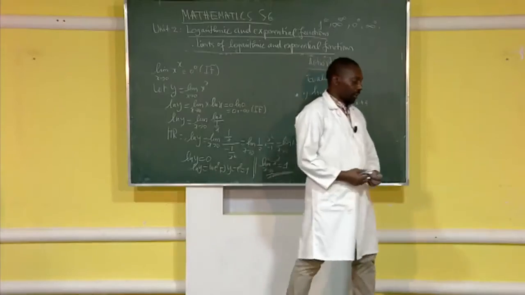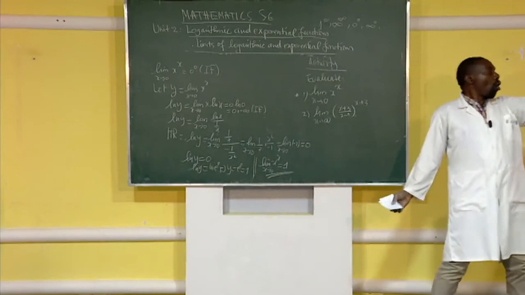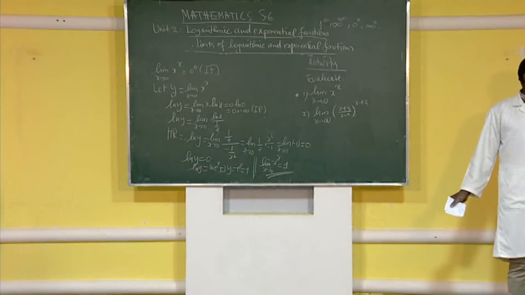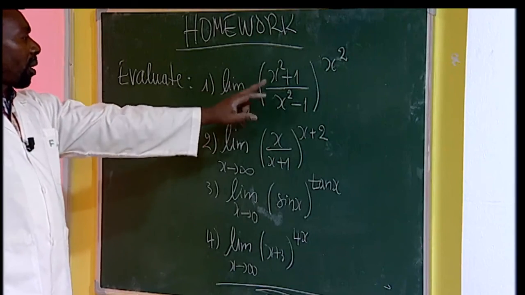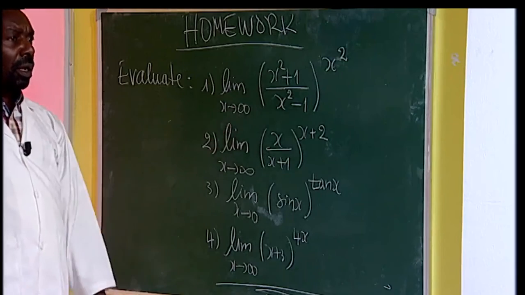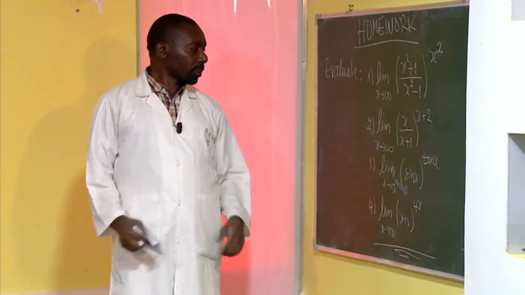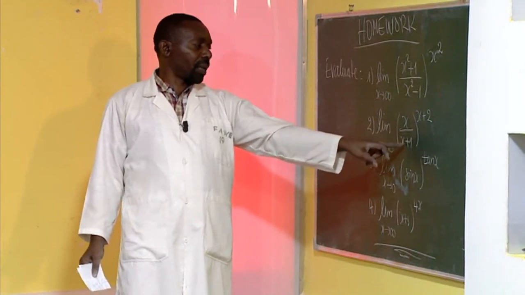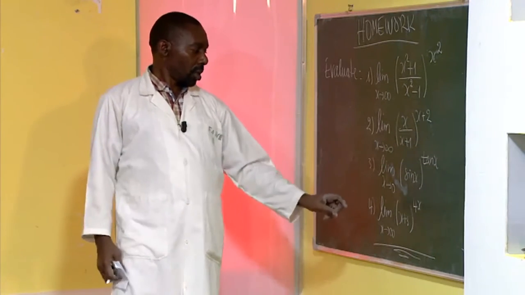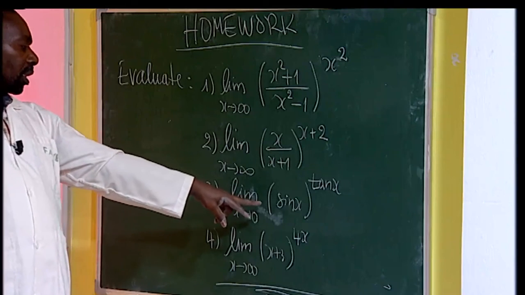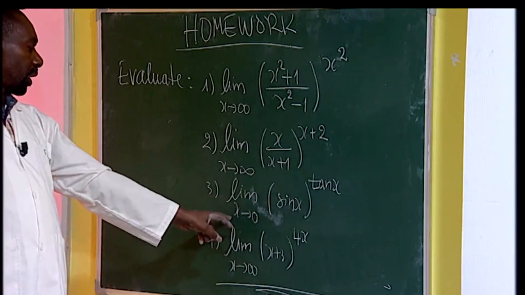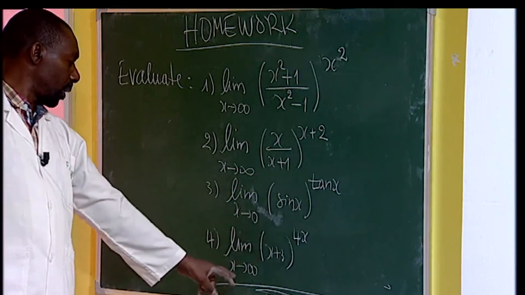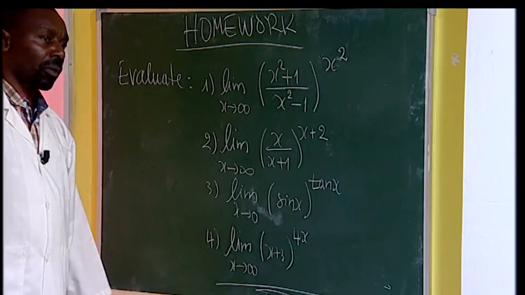Thank you very much. We have a homework here. Evaluate the limit as x approaches infinity of x squared plus 1 divided by x squared minus 1, raised to power x squared. 2, the limit as x approaches infinity of x divided by x plus 1, power x plus 2. 3, the limit of sine x raised to power tangent x as x approaches 0. And the last is the limit of x plus 3 power 4x as x approaches infinity.